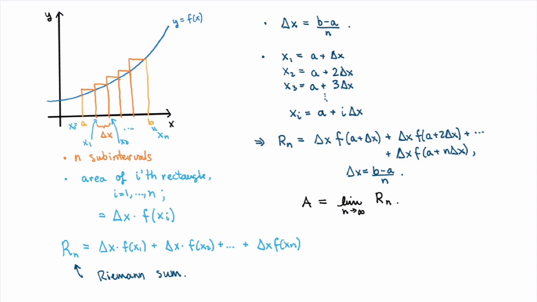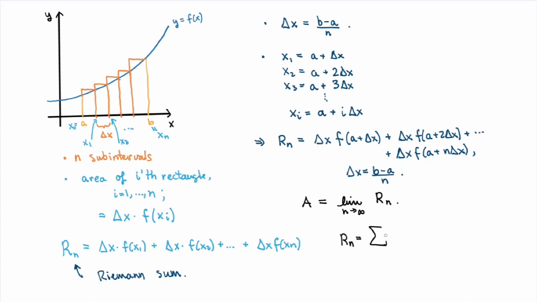So in class, what we're going to do is study how to calculate such limits, so limits of Riemann sums, very explicitly. But what I want to do now in this video is introduce some notation, because carrying on this whole summation is pretty annoying. So we're going to introduce a fantastic and very, very useful notation for this type of summation, which is the following.